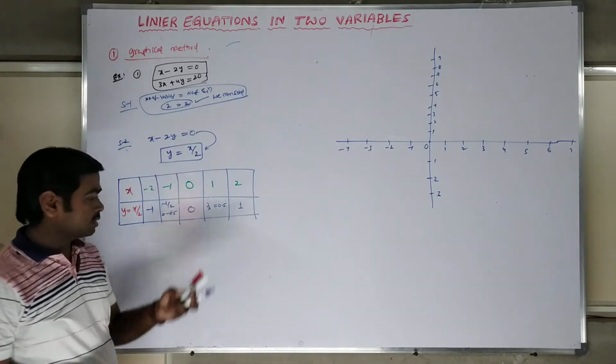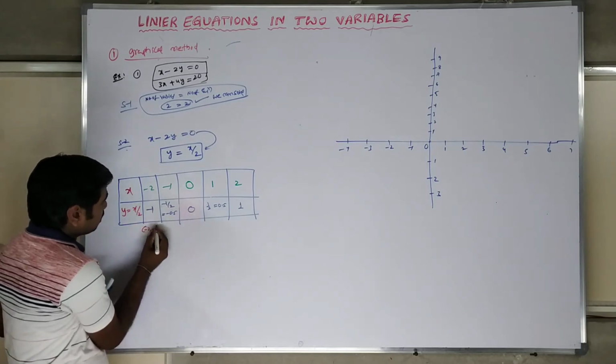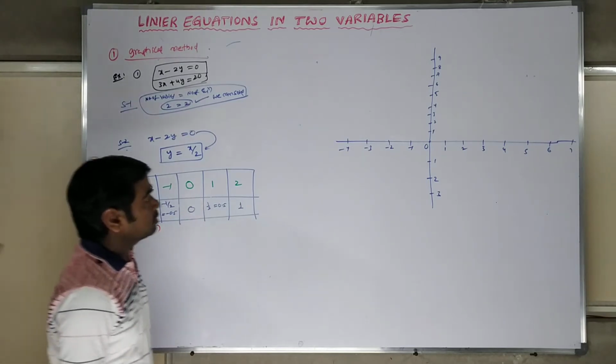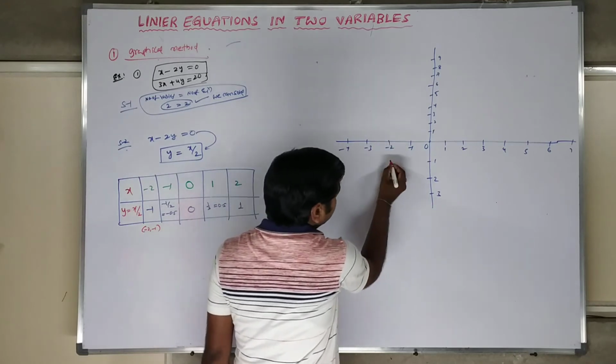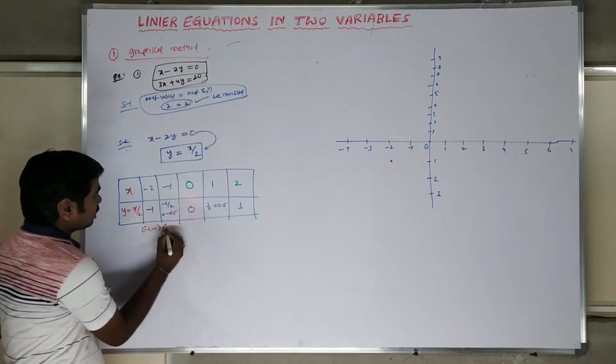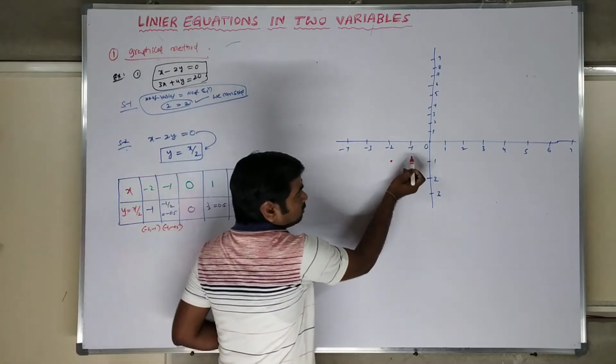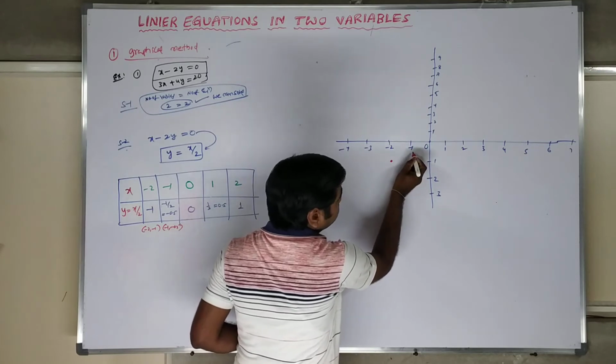Please make the values and substitute. So how to make it here? What are the points? Minus 2 comma minus 1. Where is minus 2 comma minus 1? Minus 2 comma minus 1. This is the point over here. Next, minus 1 comma minus 0.5. So on the x axis, minus 1, and 0.5. So here it is.